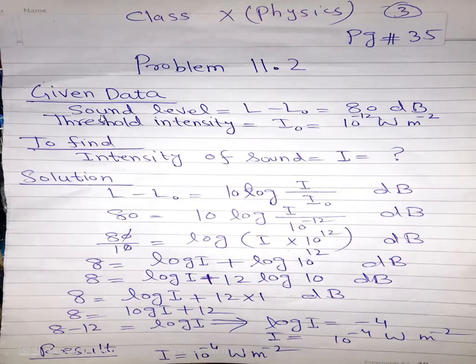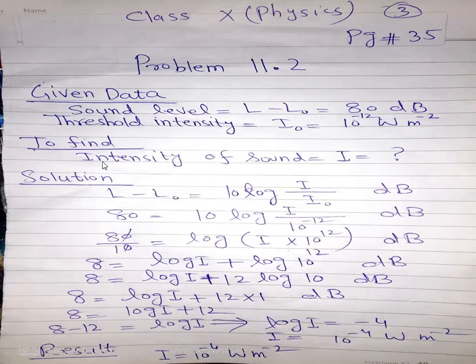I repeat this numerical. 11.2. If at Anarkali Bazaar, Lahore, the intensity level of sound is 80 dB, what will be the intensity of sound there? Given data: the intensity level L minus L naught is 80 dB. Then we'll use the threshold intensity I naught for the reference frequency, the faintest sound, which is 10 to the power minus 12 watt per square meter.